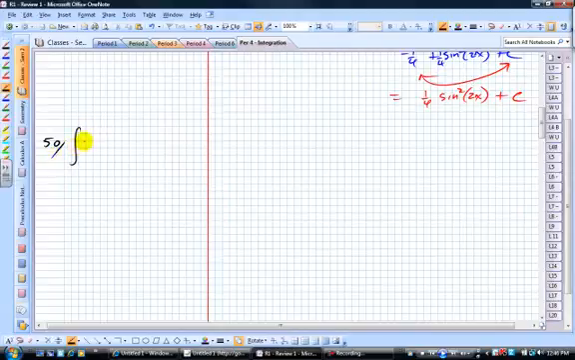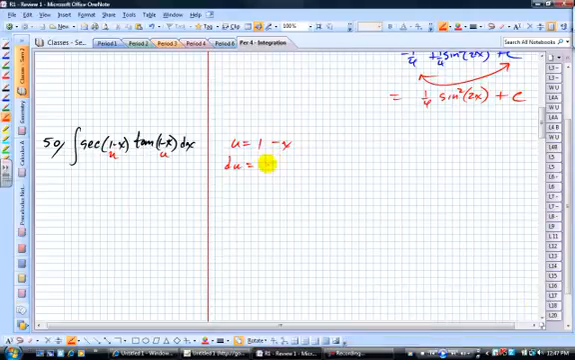Okay, number 50 is the integral of secant of 1 minus x times the tangent of 1 minus x dx. Anytime you have an angle that is not x, if it's anything else, it's probably going to involve a u substitution. So right here, I'm going to let u equal the angle and see what happens. I differentiate, I get du is equal to negative dx, and I want to isolate dx, so I get negative du is equal to dx.